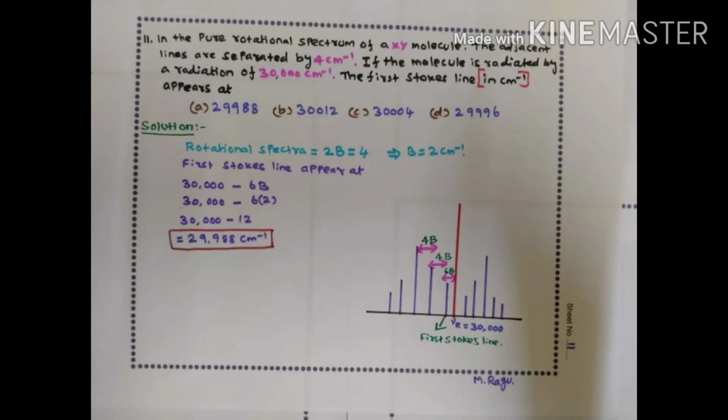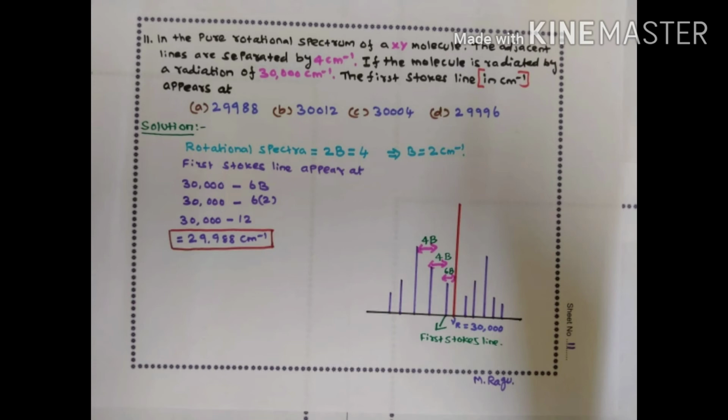Question number 11. This question is based on rotational spectra. In the pure rotational spectrum of an XY molecule, the adjacent lines are separated by 4 cm minus 1. If the molecule is radiated by radiation of 30,000 cm minus 1, the first Stokes line in cm minus 1 appears at. Solution: the rotational spectrum separation 2B is equal to 4, meaning the adjacent lines are separated by 4. So B is equal to 2 cm minus 1.